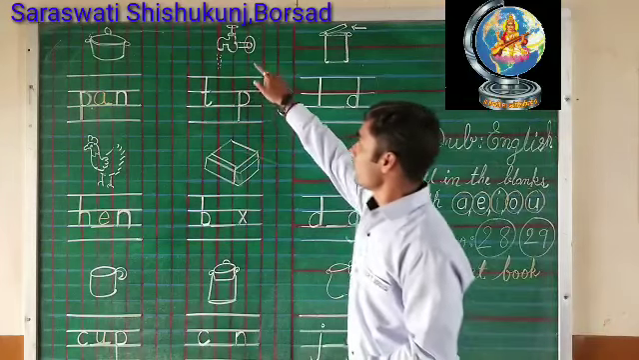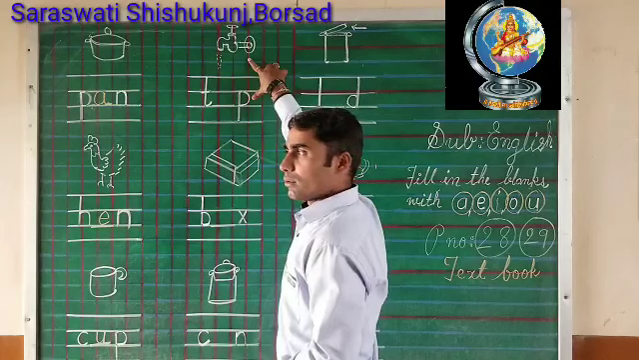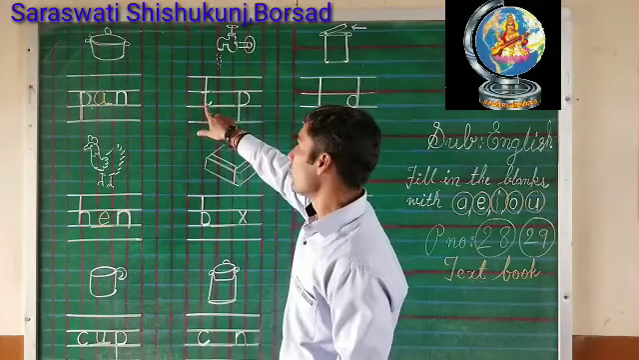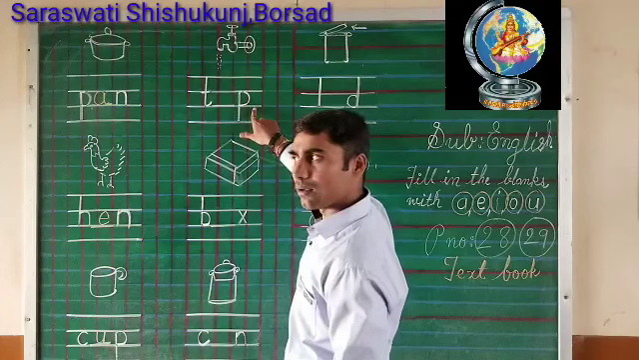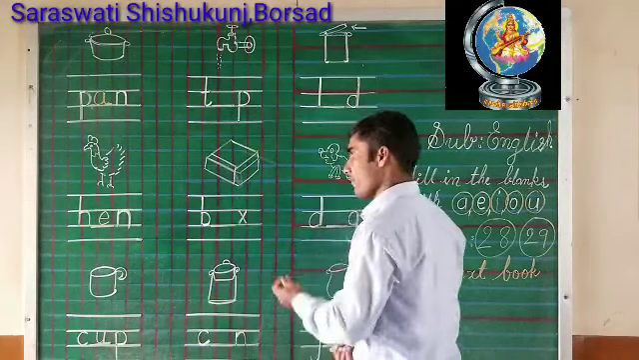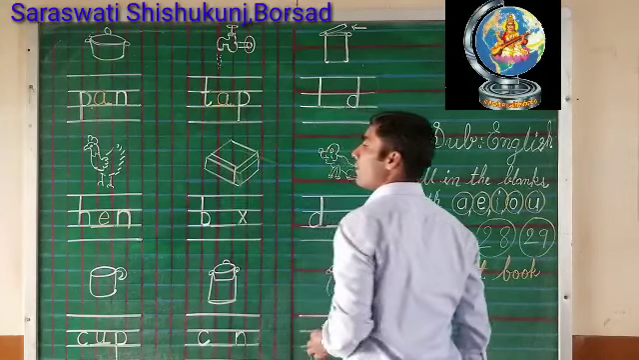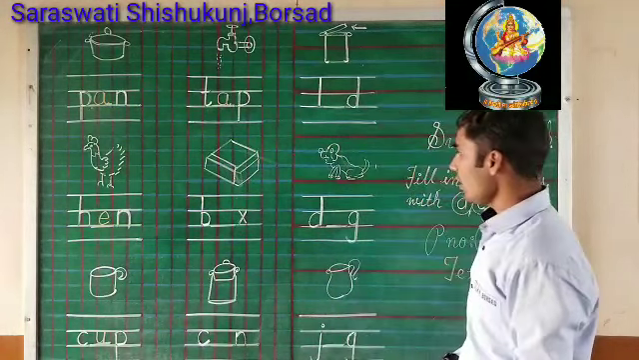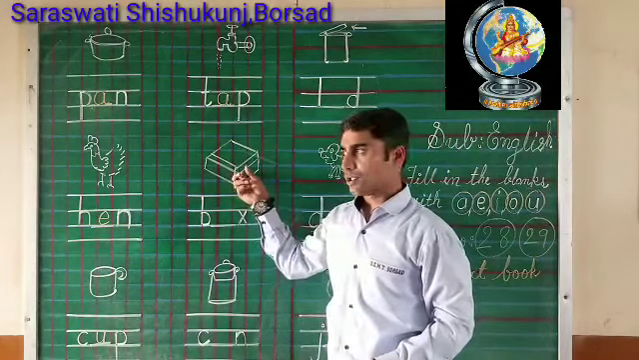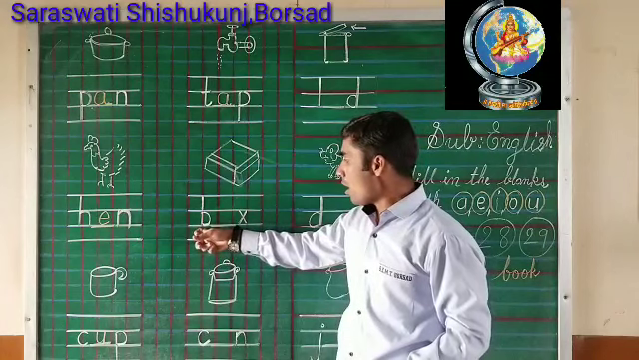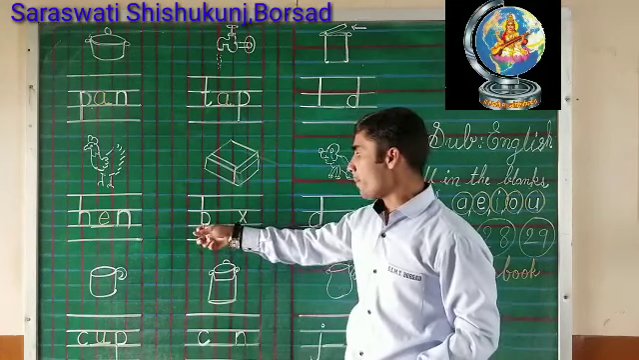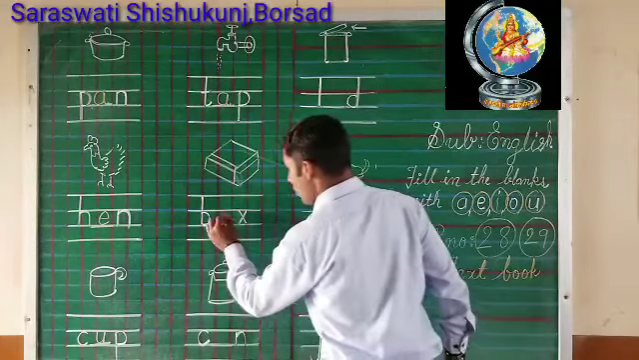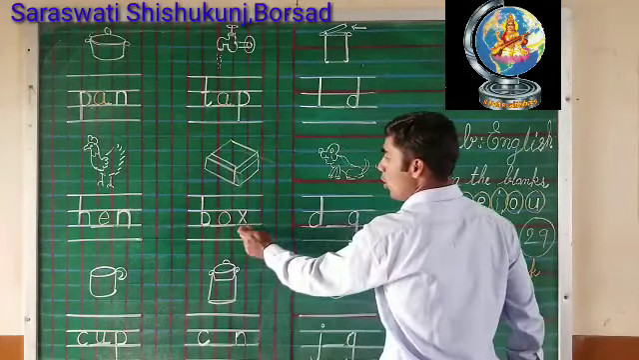Let us do the second line. Tap. Top. Pop. Tap. A. So write down A in the blank. And read the full spelling. T, A, P, tap. Next, box. Let us take O. O says O. So write down O in the blank. B, O, X, box.